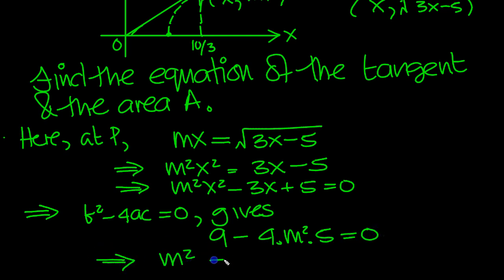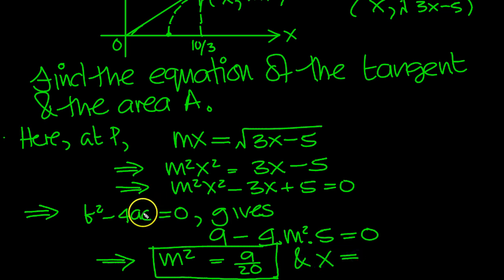So m squared then, move this over, it's 20m squared equals the 9. I move the 20 from times to divide. M squared is 9 over 20. And we know that b squared minus 4ac equals 0. And because this is 0, x is minus b over 2a, isn't it? So it's minus 3 over 2a, which is 2m squared. And that's minus 3 over 2 m squared, which is 9 over 20, so that swings up to the top.